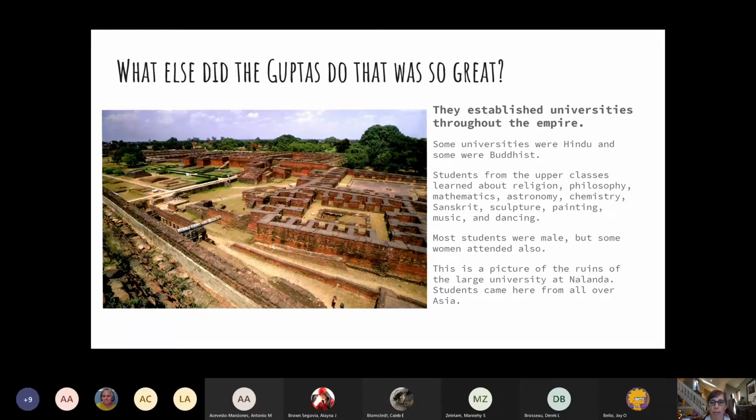Students from upper classes came and they learned all sorts of things: religion, philosophy, mathematics, astronomy, chemistry, Sanskrit, sculpture, painting, music, dancing, everything. Most of the students were male, but if a teacher had a daughter, that daughter would be allowed to go to school there as well. So there were some women in the school also. Okay, so they had an exchange of ideas through the roads, and they had this exchange and growth of ideas in the universities.